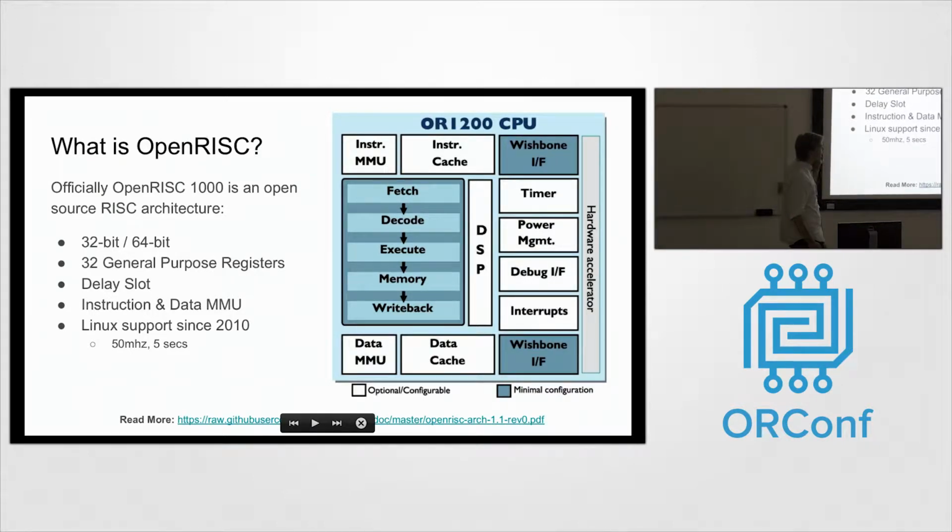So anyway, just as background if you don't know, there's an OpenRISC 1000 architecture, and the OpenRISC 1200 CPU is one of the implementations. It's a 32-bit core. It does have a 64-bit specification, but there are no actual implementations. It has 32 general purpose registers. It has a delay slot, which is different than a lot of things, which is kind of interesting. It was implemented in 2000, and it supports Linux and all kinds of stuff.